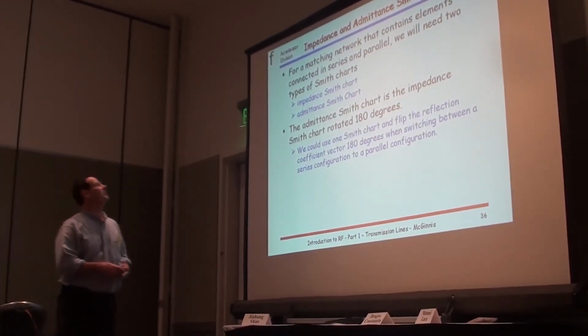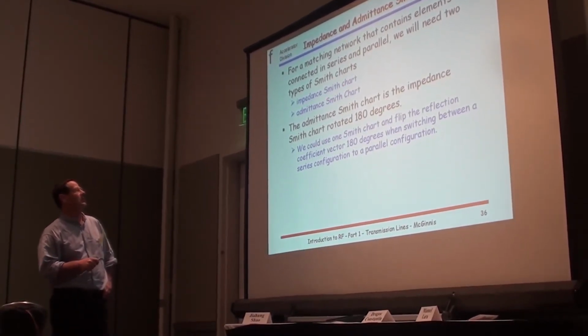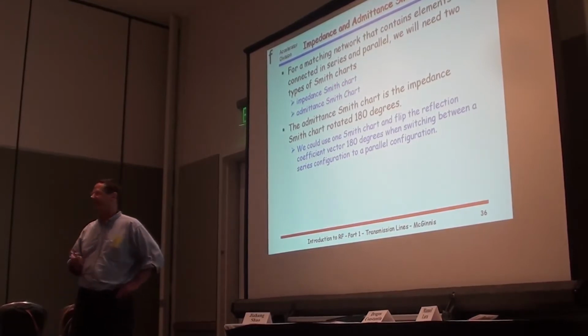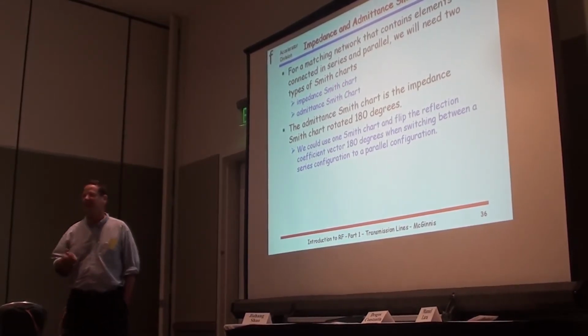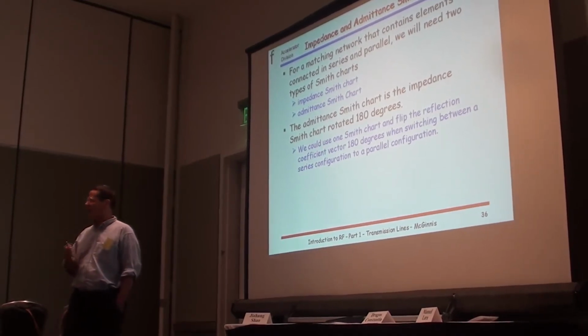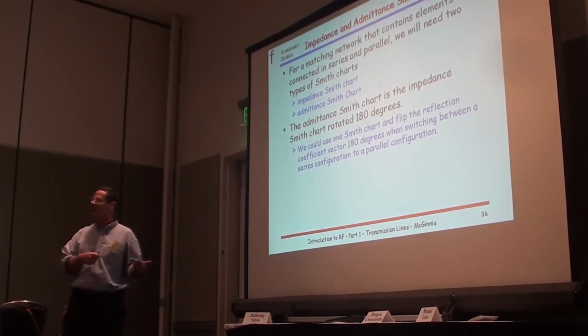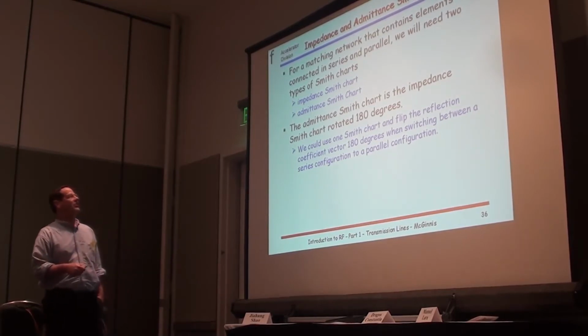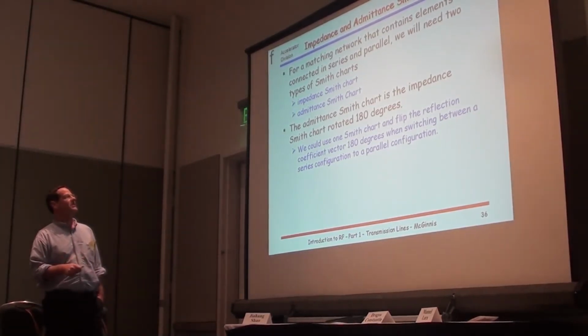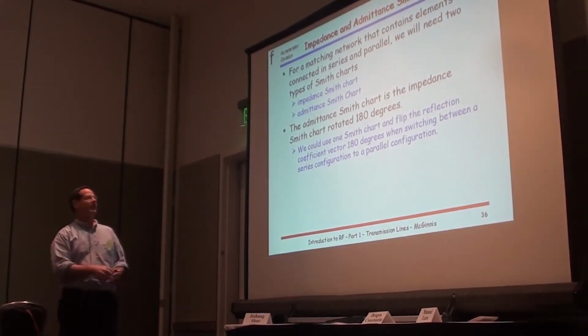So, impedance and admittance Smith charts. For matching a network that contains elements connected in series, we'll need two Smith charts, an impedance Smith chart and an admittance Smith chart. Now you're simply saying, this is getting annoying. Okay, let's just use a computer at this point, because this is ridiculous. I don't want to have two charts. However, one way to think about this is that the admittance Smith chart is just the inversion of the other guy. It's 1 over. And 1 over is the same as just flipping the vector by 180 degrees. You can convince yourself of that at your leisure, but it's pretty amazing. So the admittance Smith chart is just the impedance Smith chart rotated 180 degrees. So you can take the same Smith chart, just twist it like that, and it works the same way.